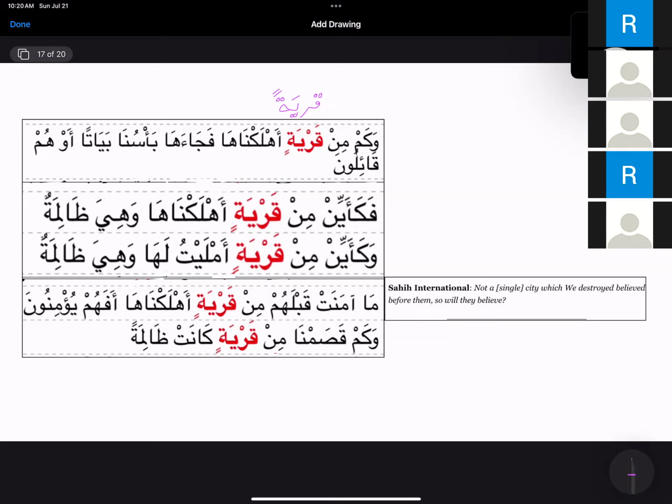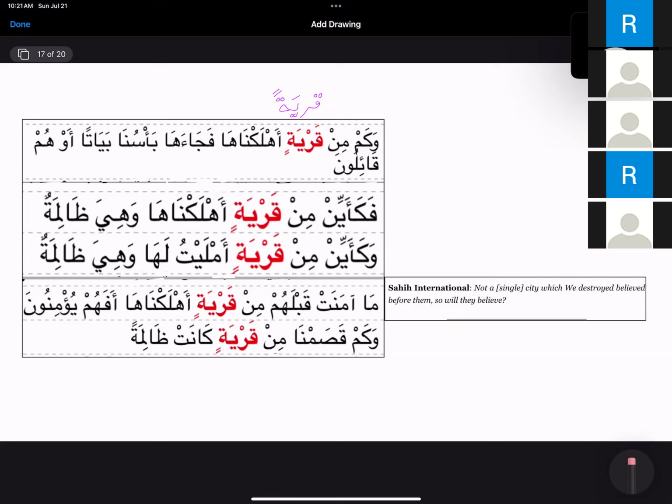Ma amanat qabluhum min qaryatin ahlaknaha afahum yu'minun. Right? So Allah subhanahu wa ta'ala is saying, not a single city which we destroyed believed before them. So will they believe? Afahum yuminun. So Allah subhanahu wa ta'ala is saying they are not going to believe. And because there are many examples, even in the past, that many Kariya, we destroyed them. They didn't believe. So they are not going to believe. Right? So out of his knowledge, he is saying that they are not going to believe no matter what.